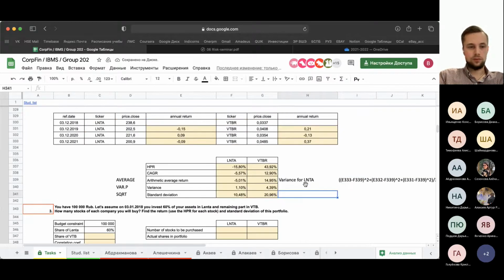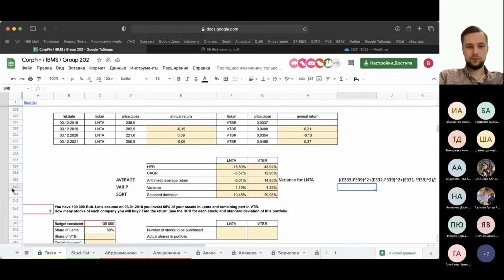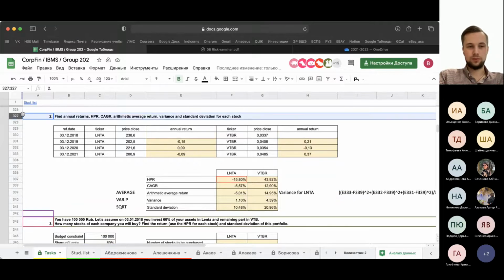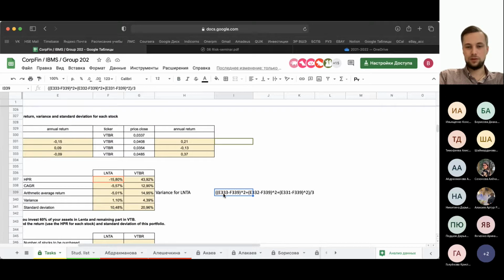So here on the tasks tab, I put the formula for variance for Lenta. You can copy it to your cell if you have the same rows and columns here. If you copied it into this line, that should work. So just how it should be calculated manually.